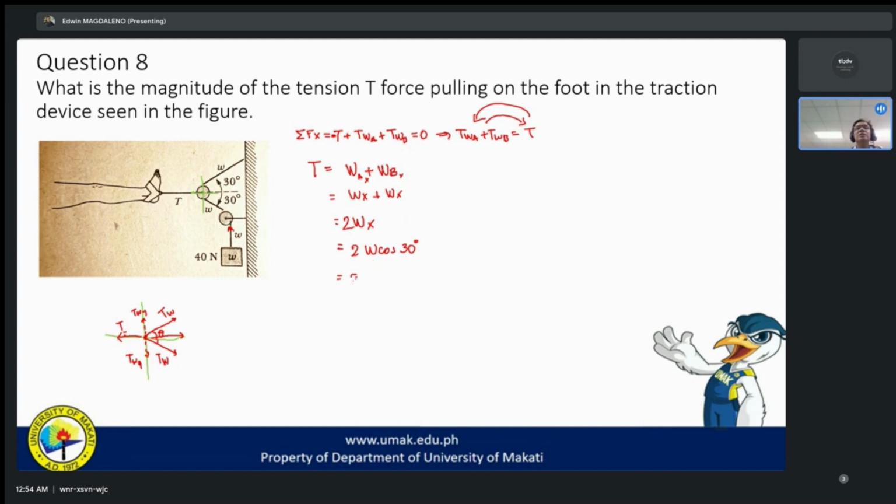W is 40, so that is 2 times the 40 Newton. So, hindi siya weight, hindi siya mass rather. 40 Newton times the cosine of 30 degrees. So, the tension should be twice 40 Newton times cosine 30 degrees. And if you calculate that in our calculator, that would be equal to roughly 69 newtons. That's why the answer for number 8 is 69 newtons. Okay, next number.